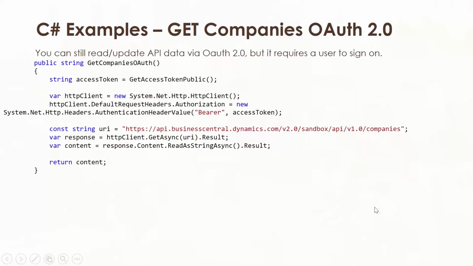You'll notice that I'm not using a tenant here. I'm not using a tenant in my URL. That's because the token knows what the tenant is. So if you're coding in C# and you're using OAuth 2.0, you can skip the tenant ID because the system will know what tenant you're actually accessing.